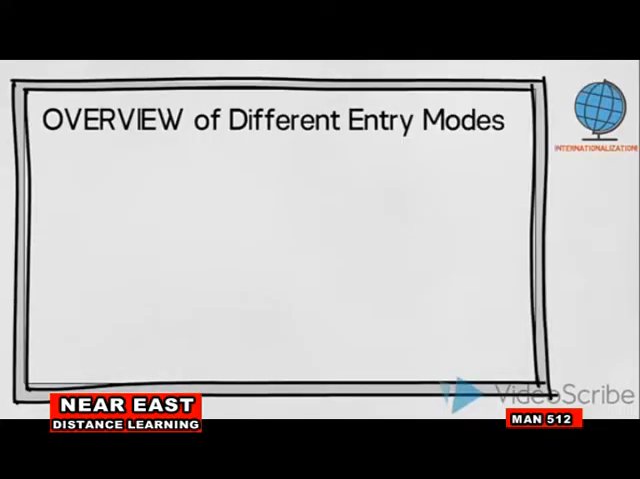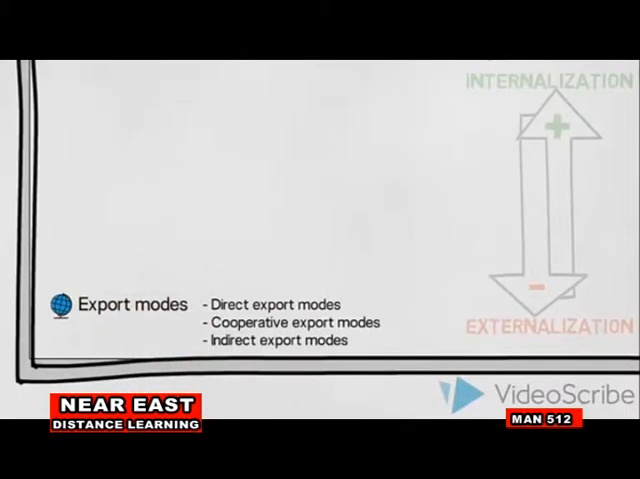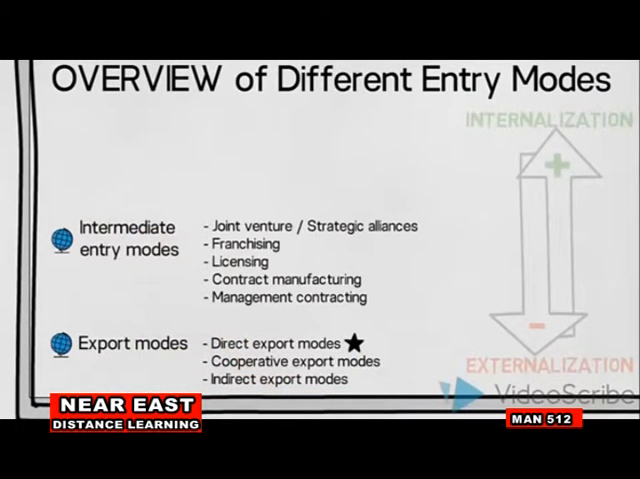Organizations might choose one or a combination of different entry modes during their internationalization process to one or several foreign markets. The different entry modes will not be discussed in detail in this video, but let us just provide an overview. Export modes include direct export, cooperative export, and indirect export. Direct export is the mode we recommended for French Cakes in the example used in this video.